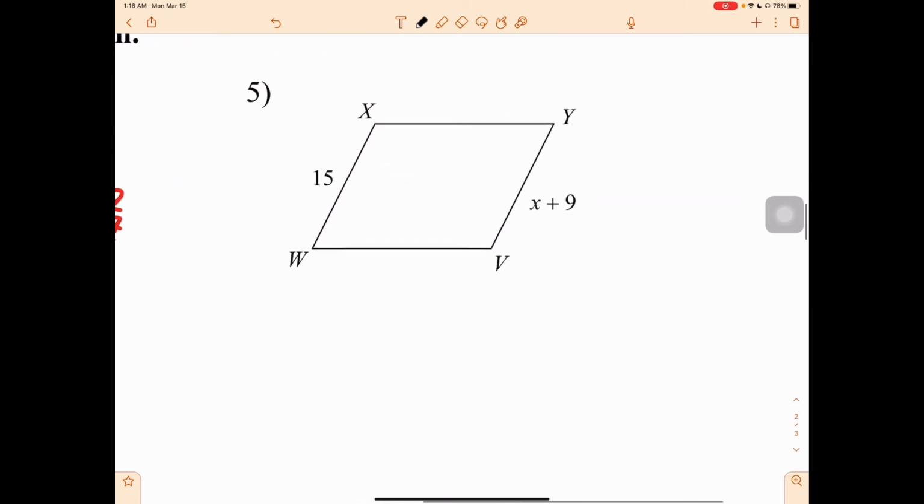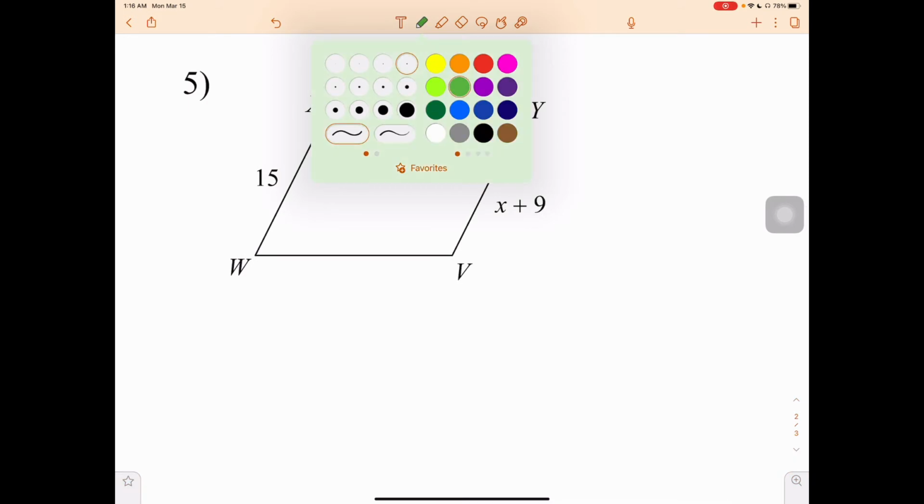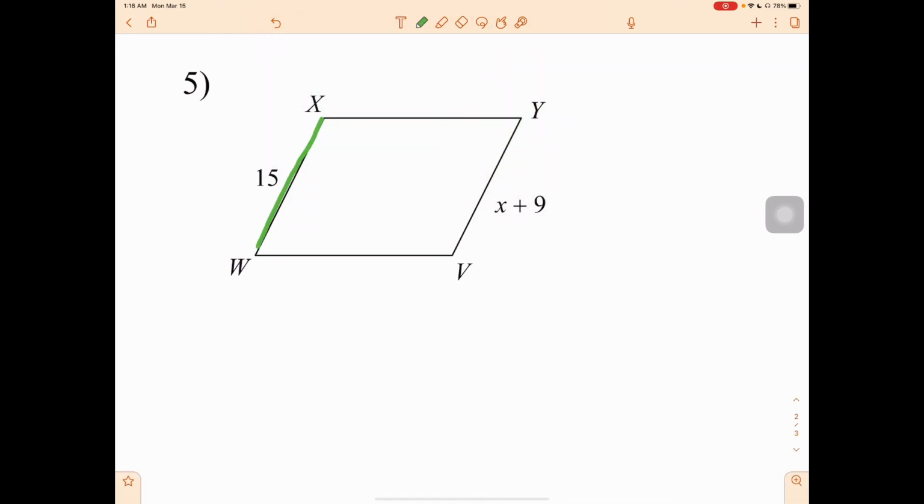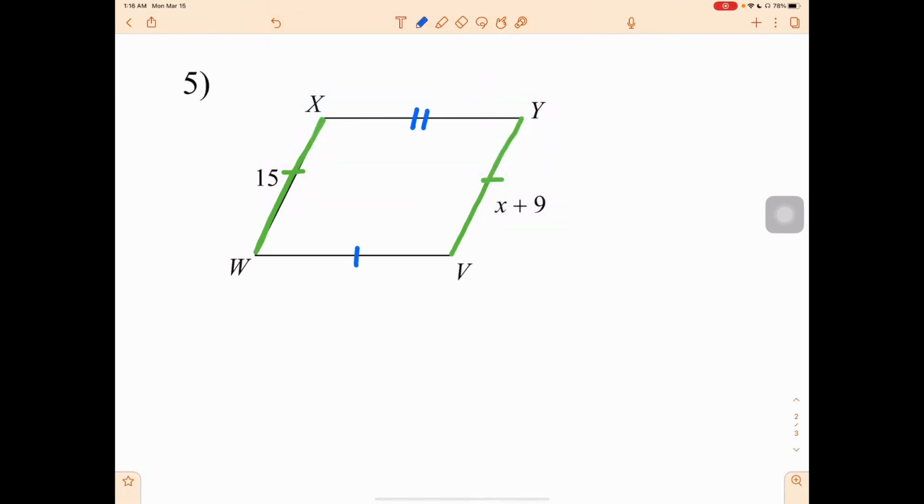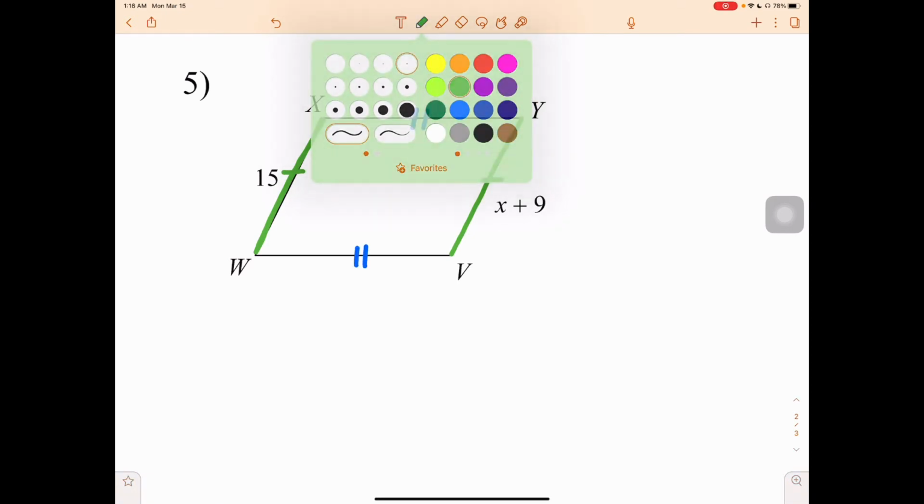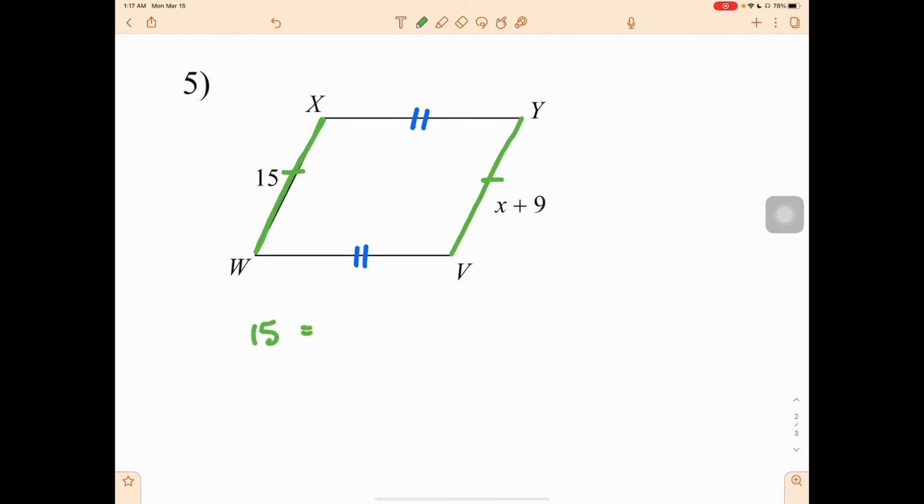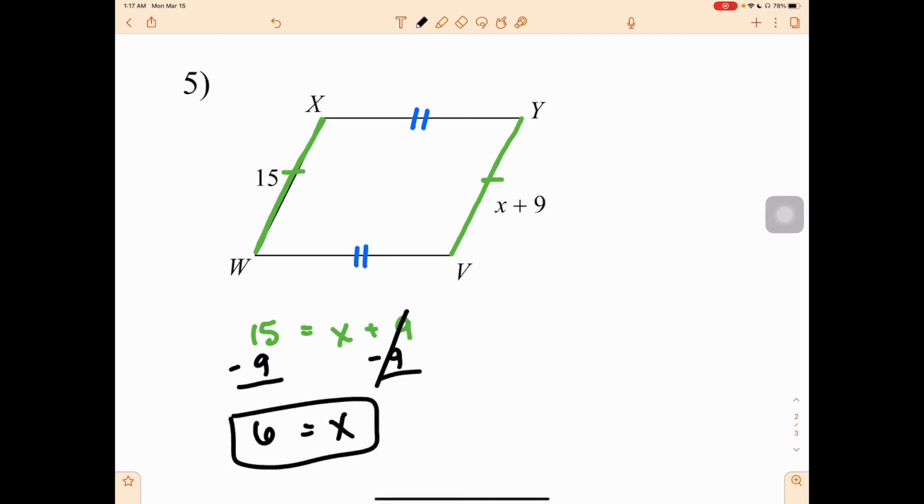All right, so now this one we're given some sides. So again, we know that the opposite sides as well in a parallelogram are equal. Okay, so these two sides equal each other, and these two sides equal each other. So this one's really nice. Again, we know 15 is equal to x plus 9. This one's quick. Subtract 9 from both sides. 15 minus 9 is 6 equals x. Done.